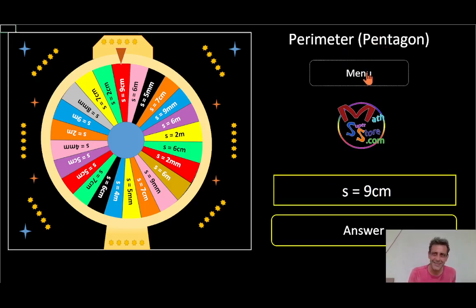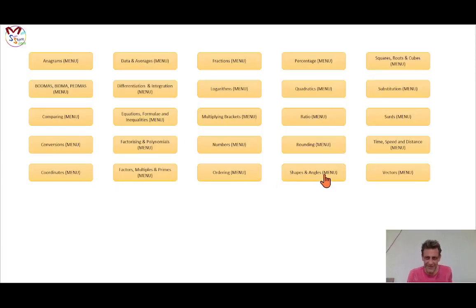I chose pentagon, didn't I? Okay, so the answer is going to be 45. 9 times 5 is 45, and a pentagon has 5 sides. Okay, so that was area. I think shapes and angles next. I hope I didn't just miss one.